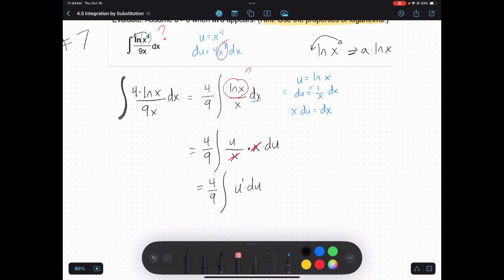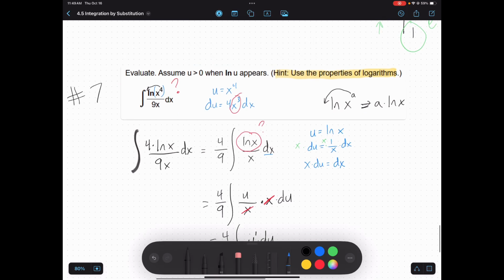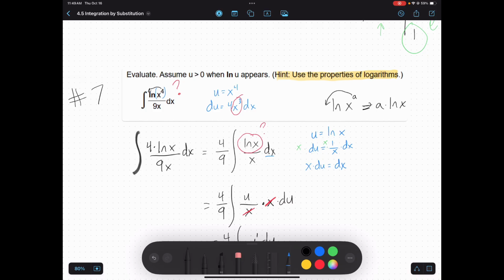I'll give you a hint. This is just u to the first power. So use your power rule. But the tricky part about this one is, first of all, you have to use that property first. Don't be fooled. I don't want my inside function to be x to the fourth because then I won't be able to solve it. Instead, use your log property and then choose that natural log as your inside function, as your u, then do your substitution.